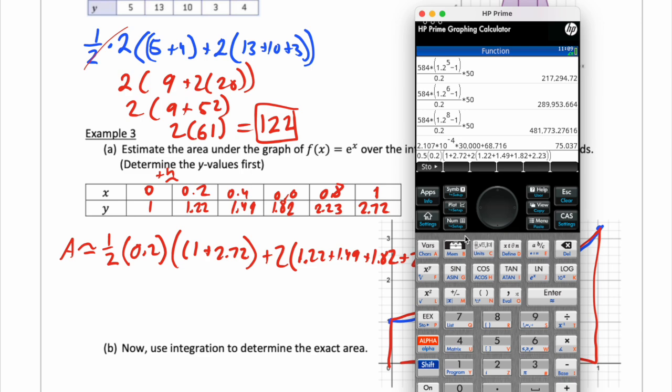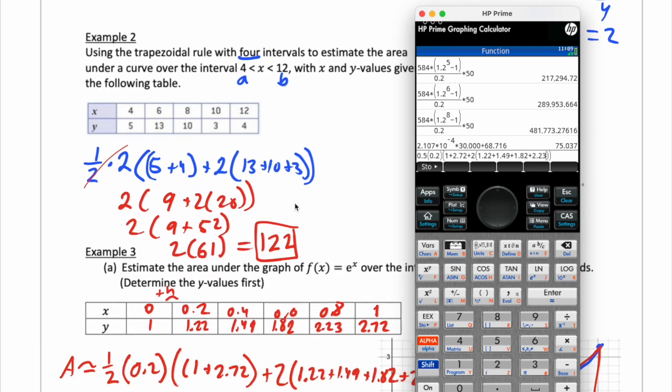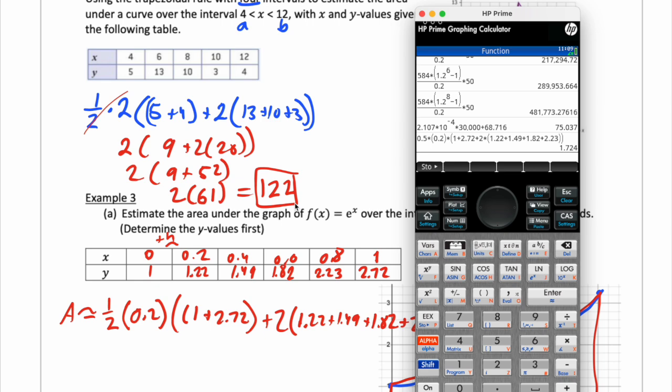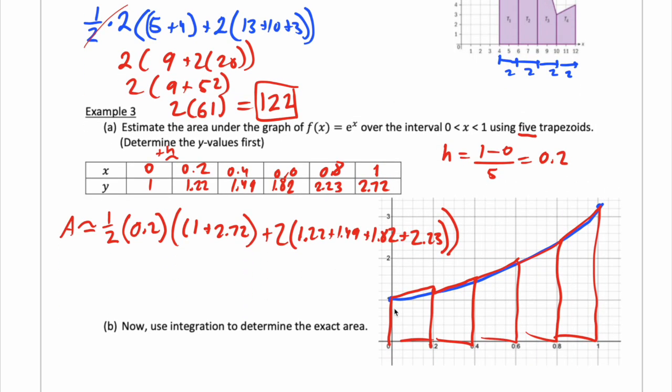It matches the formula in the formula booklet. Be careful the brackets are all placed correctly. Yes, so it should work, and we get 1.74. Okay, we get 1.74.